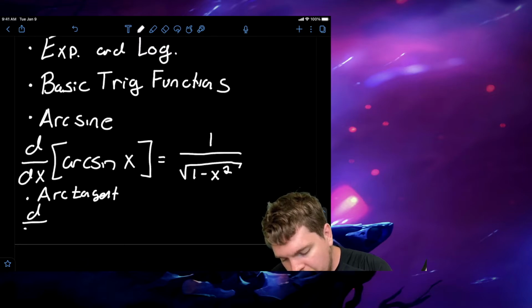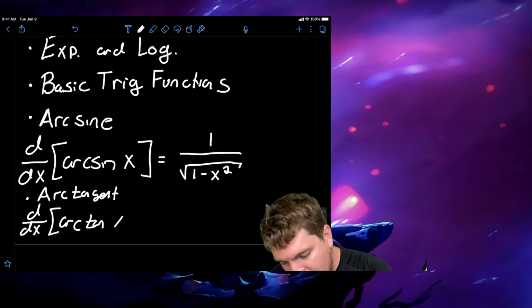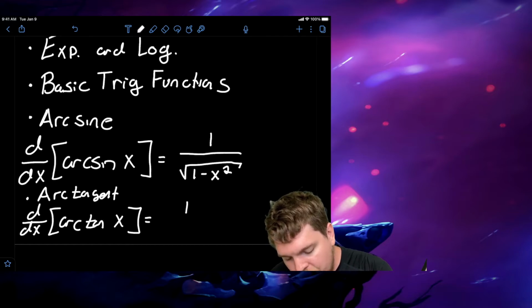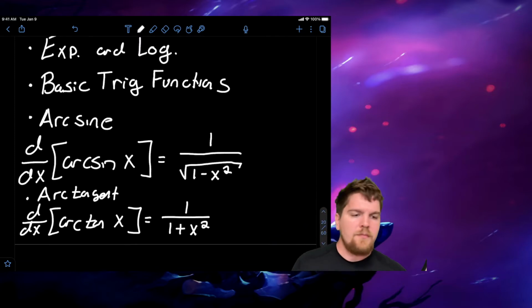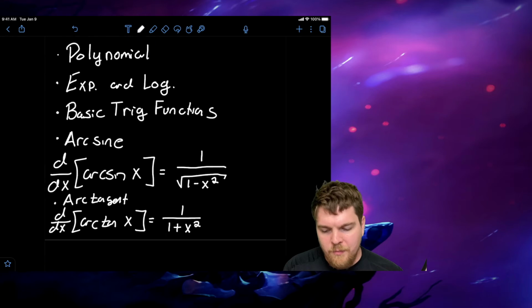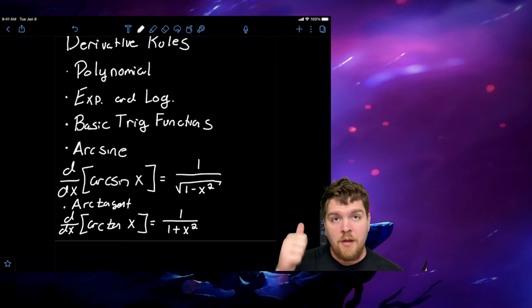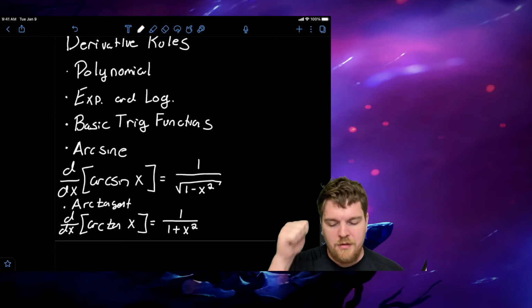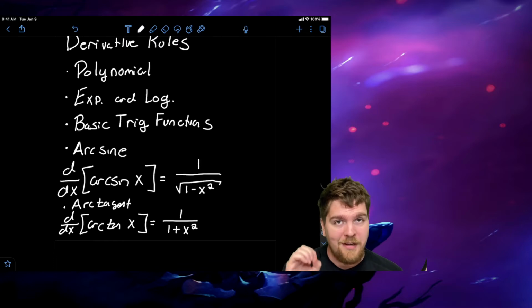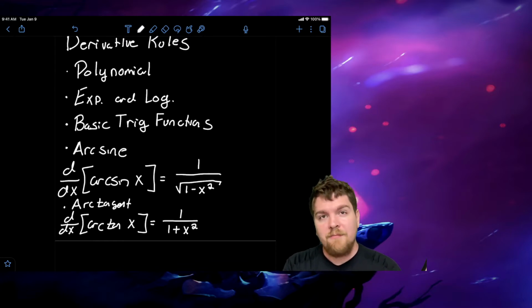So here, the derivative of arctangent of x is going to be 1 divided by 1 plus x squared. So there we've got the big functions that I expect you to know how to take the derivatives of: polynomials, exponentials, logs, your basic trig functions, sine, cosine, tangent, secant, arcsine, and arctangent.